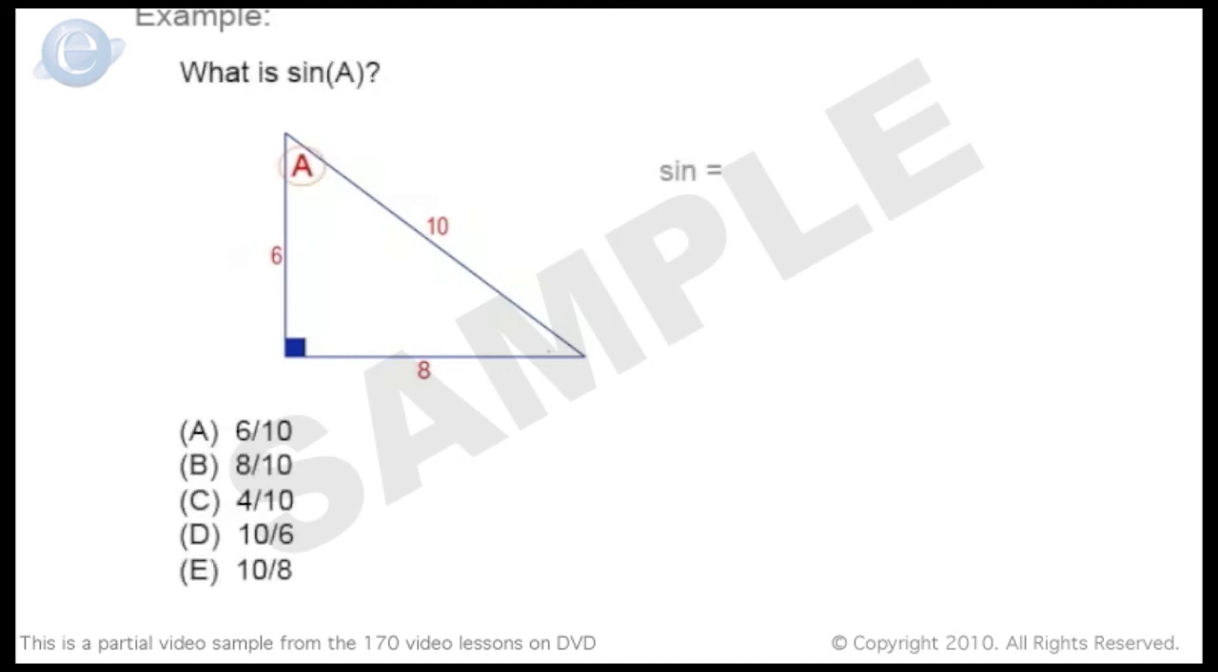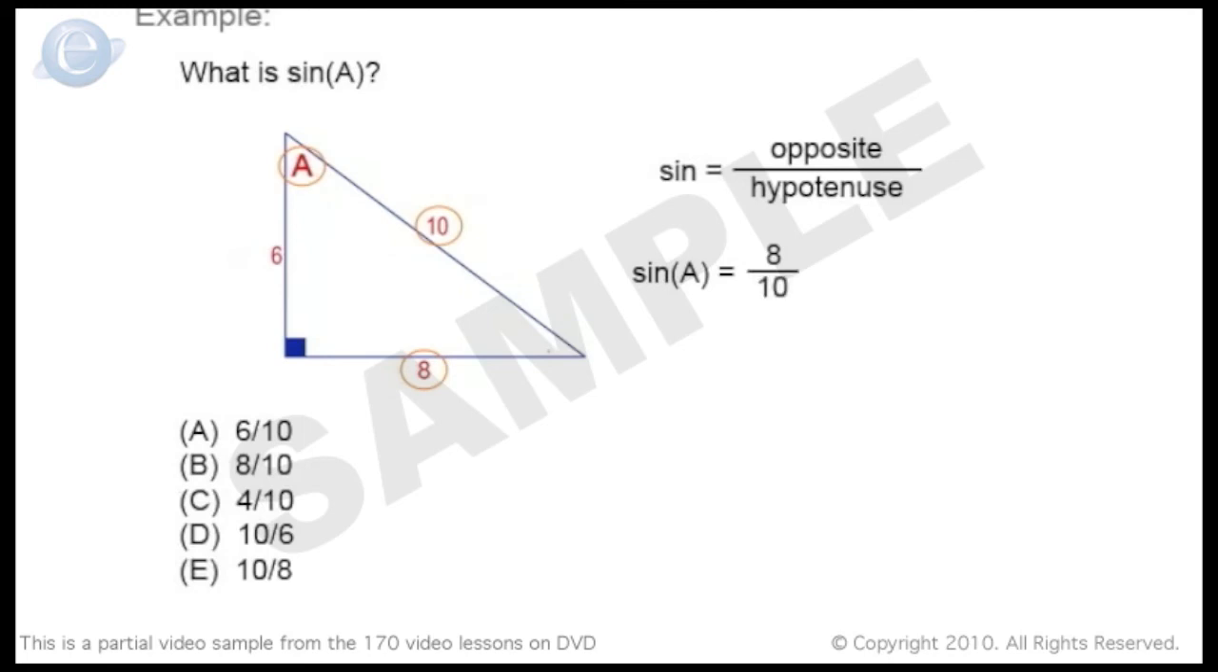Okay, let's take a look at our example. We have a 6, 8, 10 triangle. Notice that this is actually a 3, 4, 5 triangle doubled. And we have angle A. Let's solve for the value of angle A. Actually, our question says, what is the sine of angle A? We know that sine, again, is opposite side divided by hypotenuse. So the sine of A is equal to 8, our opposite side, divided by 10, our hypotenuse.